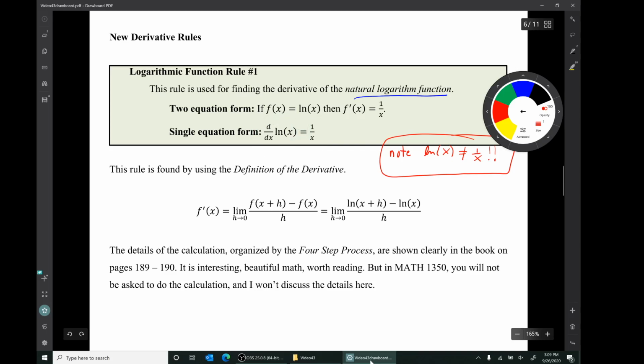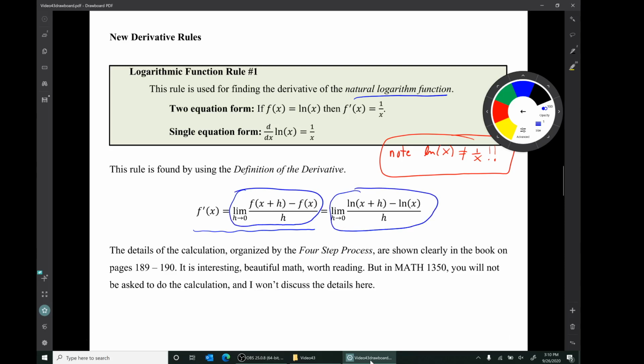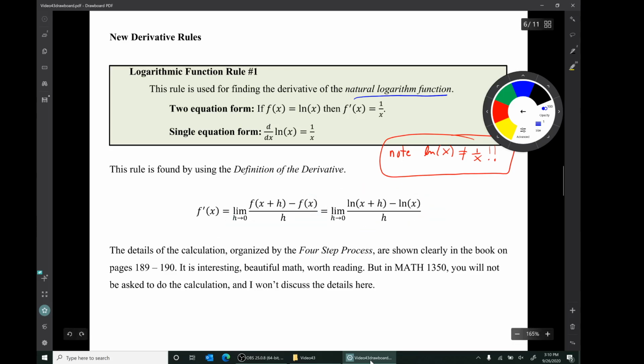All right, so where does this rule come from? Well, it's found by using the definition of the derivative. So in other words, you would set up one of these definition of the derivative calculations where you compute f prime by doing this crazy limit. So when you use the logarithm function, that limit would look like this: limit of ln of x plus h minus ln of x over h. And you would compute that limit.